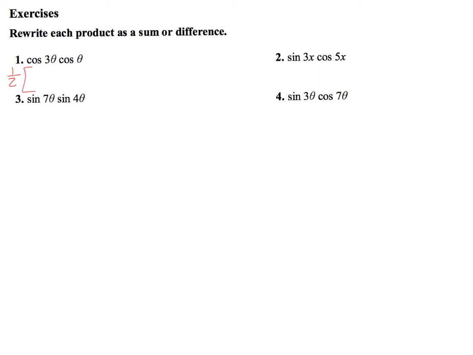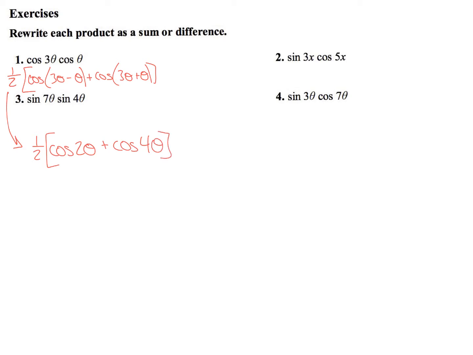and then your brackets, cosine 3 theta minus theta, plus cosine 3 theta plus theta. Now I'm going to move this down so I can have a little bit more space to work. And that's going to be 1/2 times cosine 2 theta. If you look, that's the double angle, plus cosine 4 theta, closed brackets.